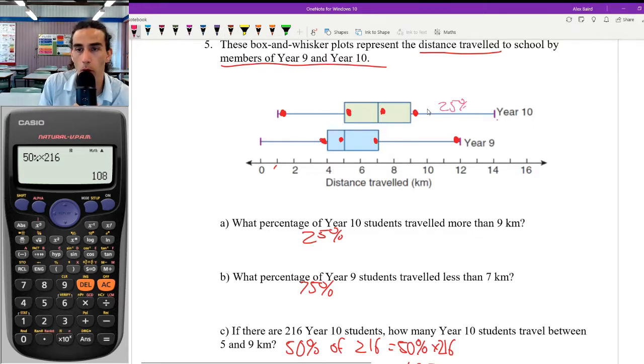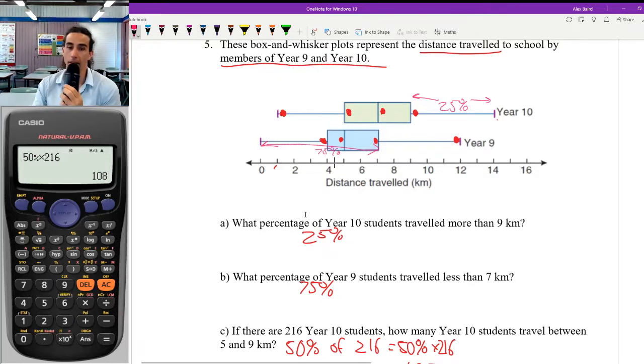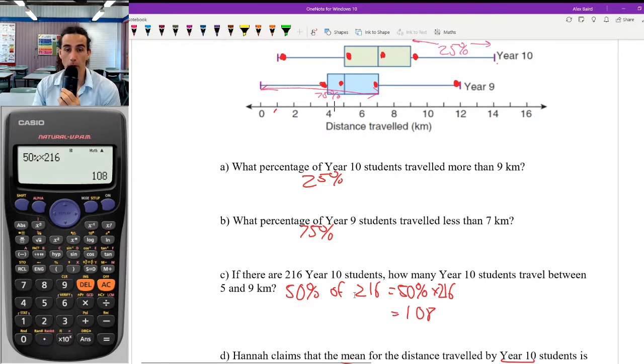25%. That's what finding these quartiles does. It shows you where the quarters are. Traveled less than 7 kilometers. There's your 7, all the way down to there. That's 1, 2, 3 quarters. So that's why it's 75%. And then for C, 216 year 10 students.